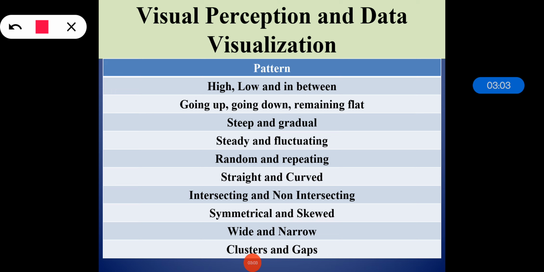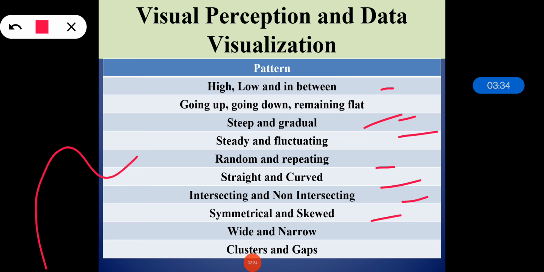So there are various patterns, like in a bar chart we have high, low, and in between, then going up, going down, remaining flat, steep and gradual, steady and fluctuating, random and repeating, then straight and curved, intersecting or non-intersecting, symmetrical as well as skewed, then wide and narrow, clusters and gaps.